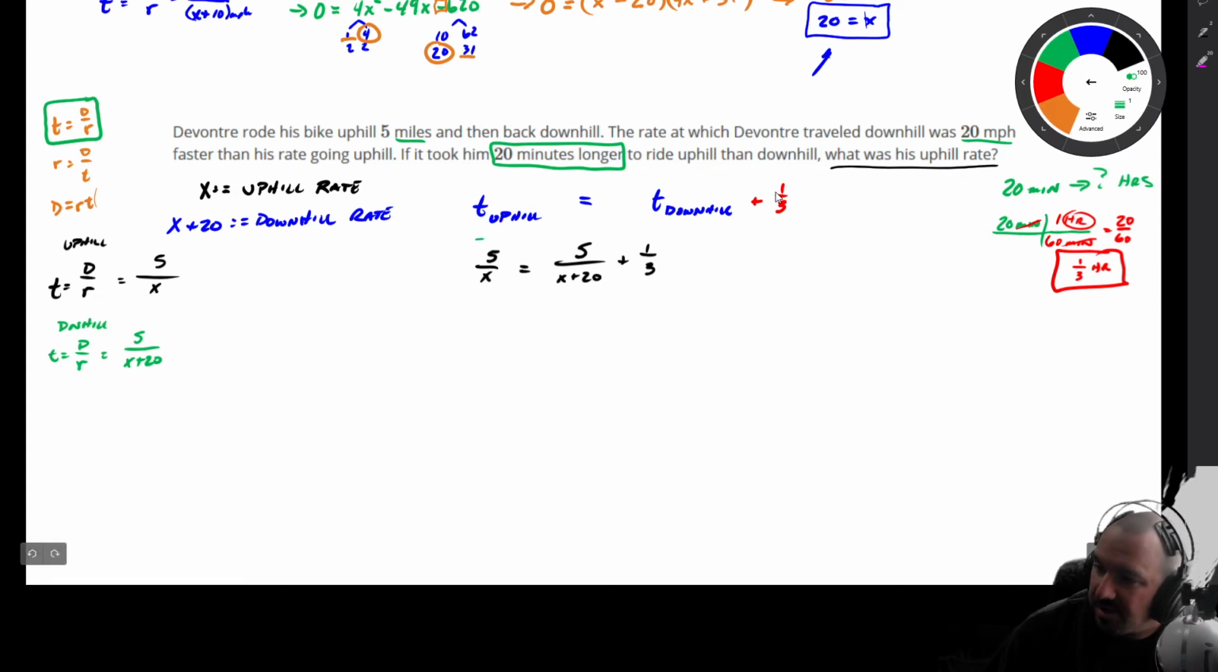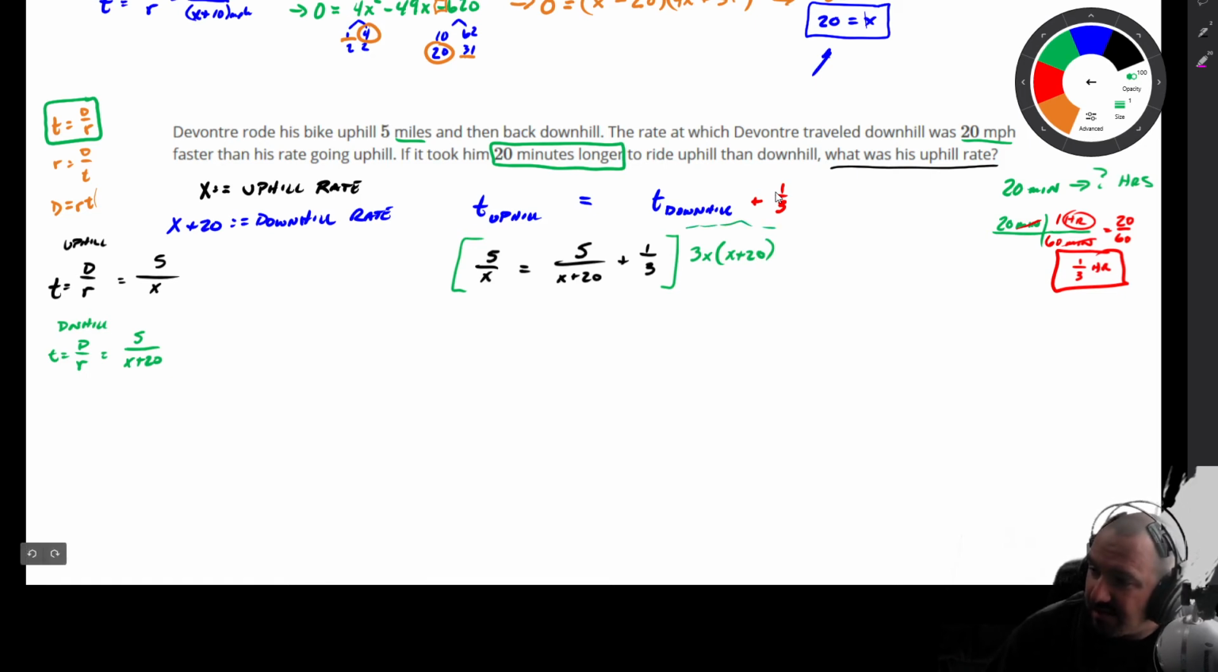And so by choice, I'm going to clear fractions. I'm going to multiply everything by the least common denominator. You can multiply them by any common denominator, but I'm going to choose the least. Here, it's easiest because each denominator must be represented. So I have a 3, I have an X, and I have an X plus 20. Remember, I need parentheses because the fraction bar contains the entirety of X plus 20.